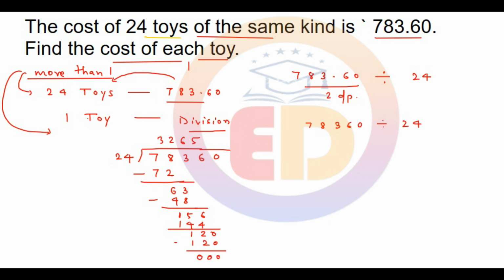My answer is 3265. Final step comes where I have to make this a decimal number by giving it two decimal places. To give this number 3265 two decimal places, start from right side, count two digits 1 2, place a decimal point. My answer is 32.65 rupees. So the cost of one toy is 32 rupees and 65 paise. That's our final answer.